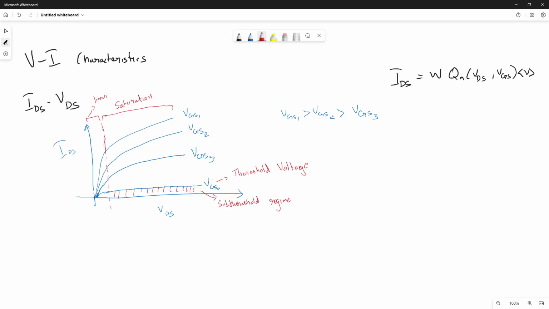Now, quick question. If I want my MOSFET to act as a switch, which region should I move to and from? If I want switching action, which region am I moving to and from in a MOSFET? Am I moving from ohmic to saturation, or from saturation to subthreshold, or from subthreshold to ohmic? Saturation to subthreshold, sir.